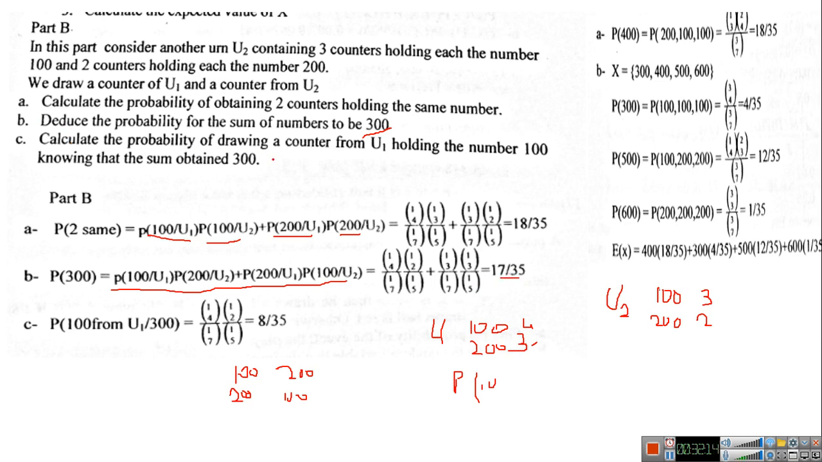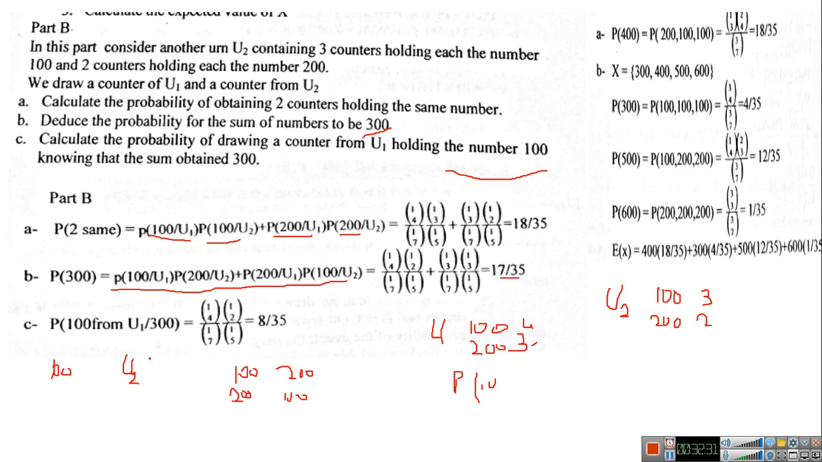Now, calculate the probability of drawing a counter from U1 holding the number 100, knowing that the sum obtained is 300. So I know that the sum is 300. So that's why I know in U2, what did I draw?